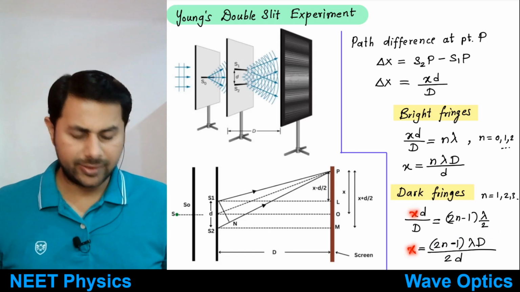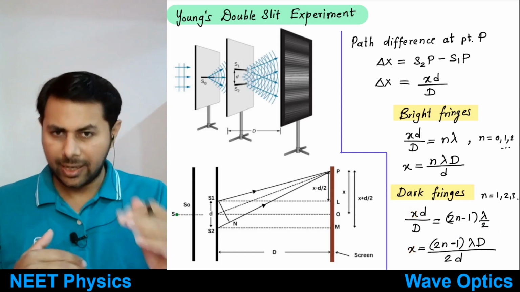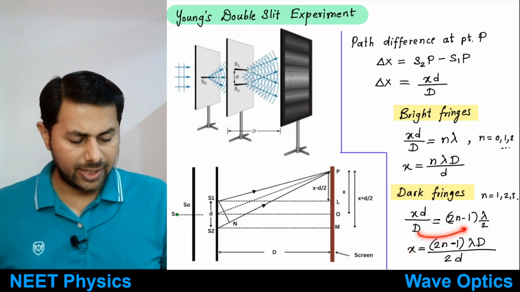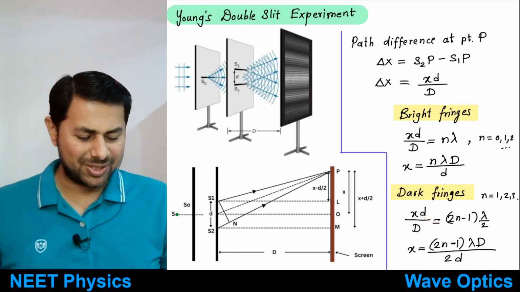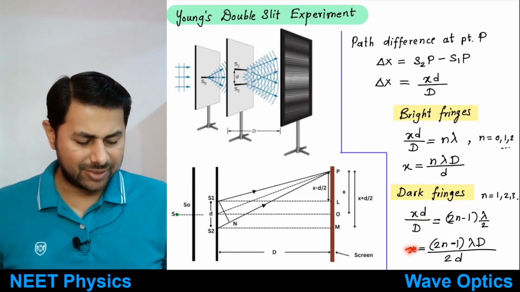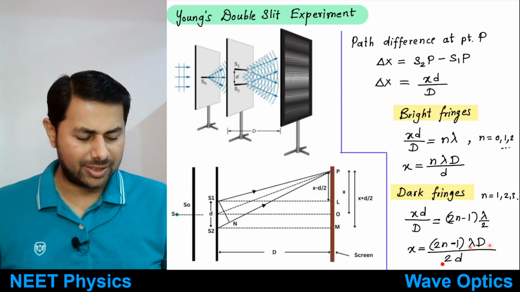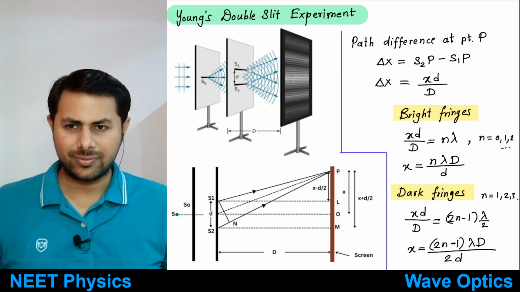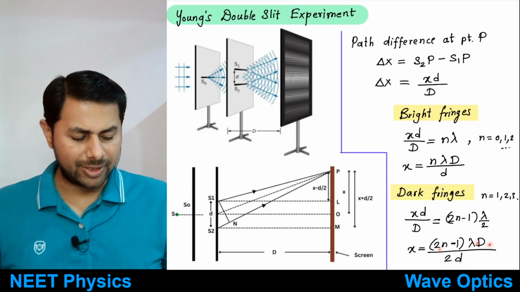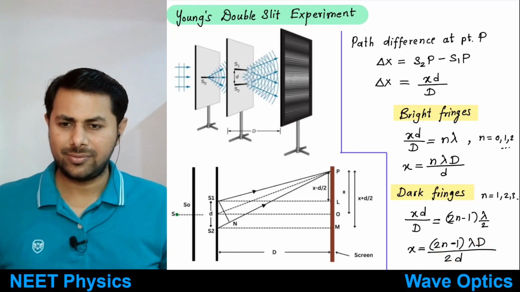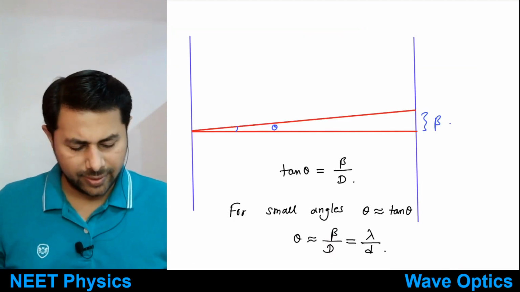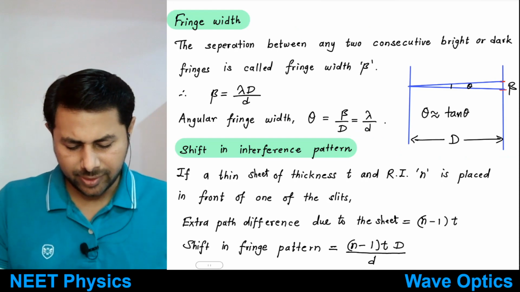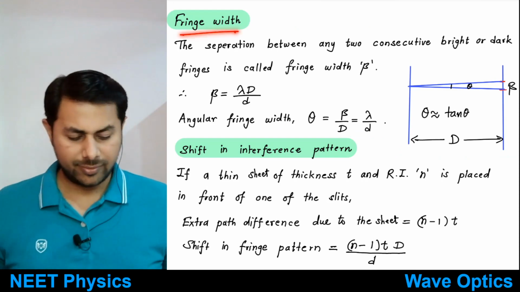So then you can find x, the distance of the nth dark fringe. Just take d and D on the other side, capital D and small d. So you get x equal to (2n minus 1) lambda capital D divided by 2d. Okay, (2n minus 1) lambda capital D divided by 2d. This thing is clear. Then let's come to the next point, that is the fringe width.